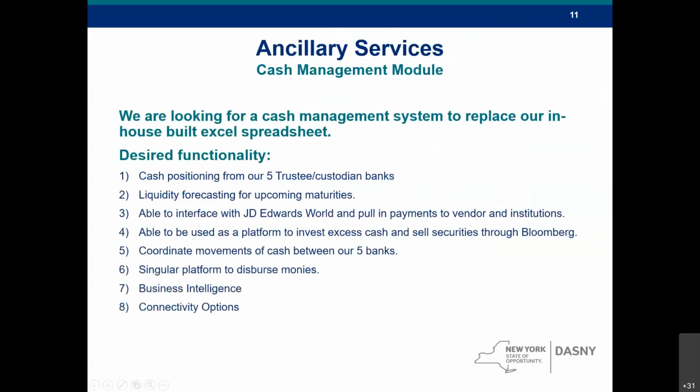Bi-monthly check runs require the movement of monies between all banks to fund each check run and to facilitate reimbursements to vendors. DASNY currently uses an in-house built Excel spreadsheet for payment coordination. Cash balances from the 5 banks are maintained and updated manually within the Excel spreadsheet. Income projection reports are run from the FIS SunGard investment system, identifying upcoming maturities and interest payments. The total receipt amounts from this report are input manually into the Excel spreadsheet also.